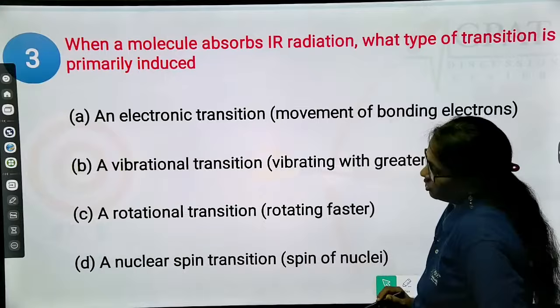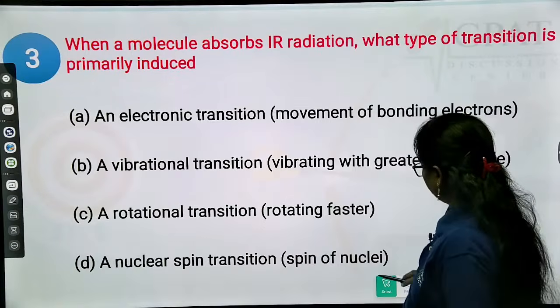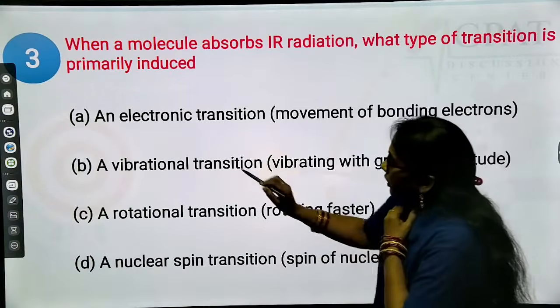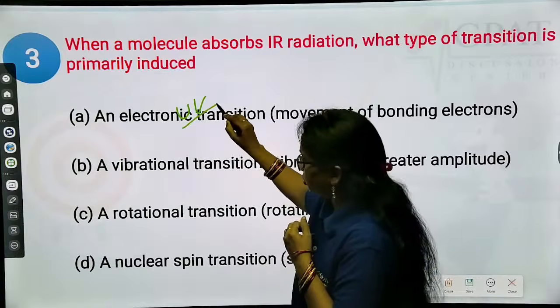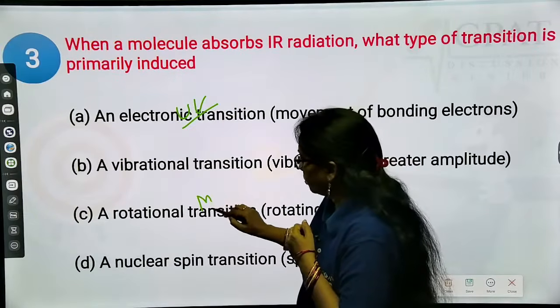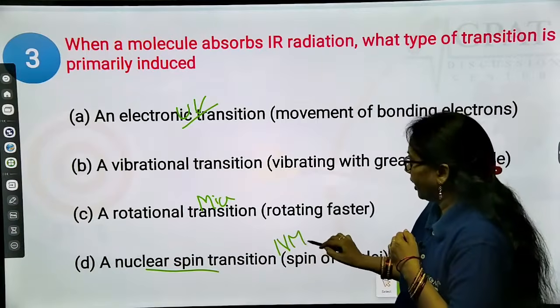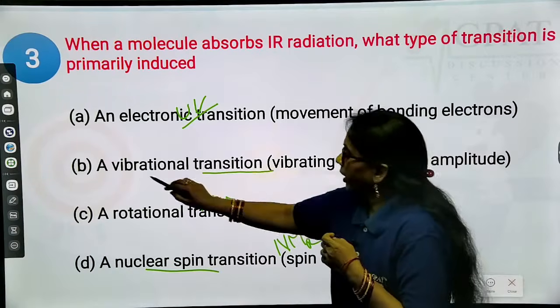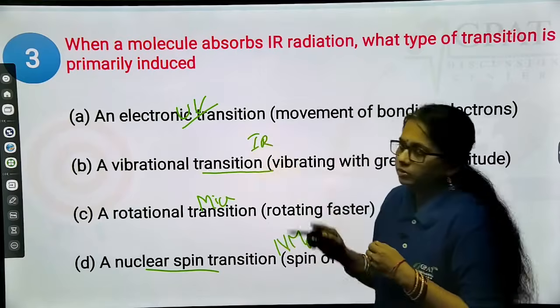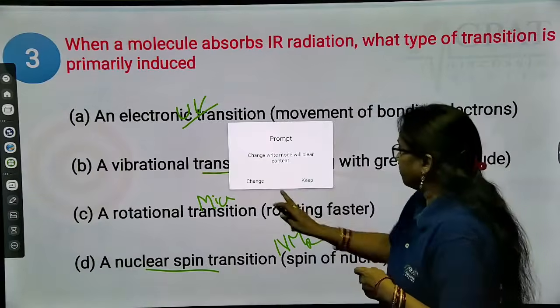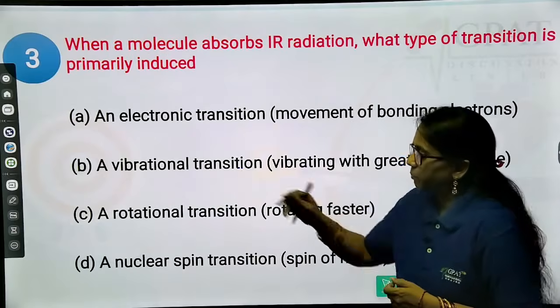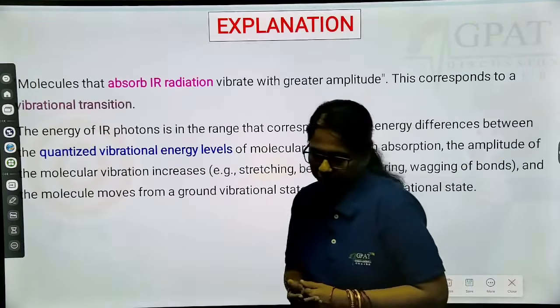Nuclear spin transition. If you observe how these options are given, this one is related to UV, rotational means microwave, and nuclear spin is related to NMR. So, only when we are talking about vibrational transitions, that is related to IR. Very simple to answer, option B is the suitable one here.